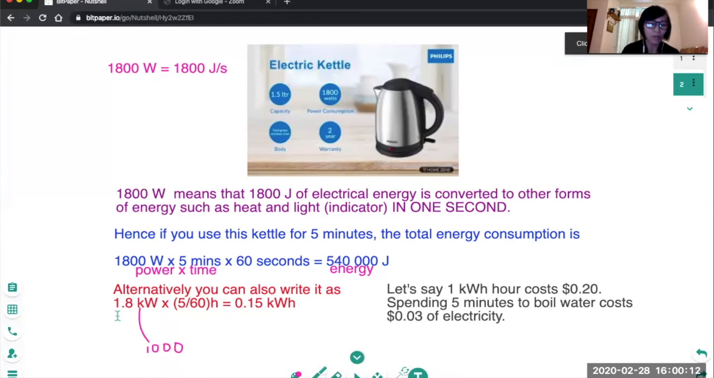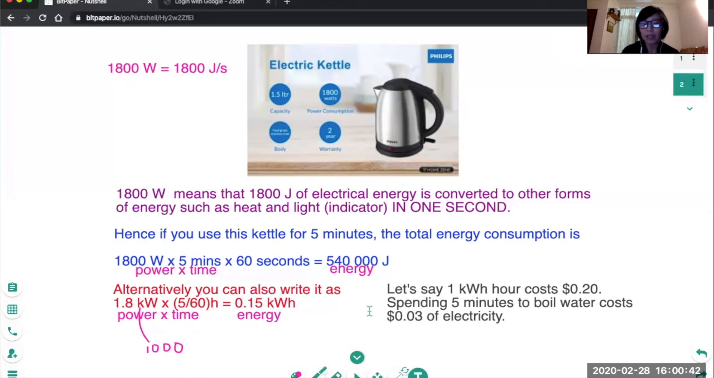Now, if I take 1.8 kilowatts, that's also power, multiply, and I have to convert my 5 minutes to hours, which is 5 over 60 hour, and I will get energy. It's also power times time equals energy, except that the unit is just slightly different. When the unit is different, the number is different too. So in this case, for 5 minutes, I'll be using 0.15 kilowatt-hour of energy.